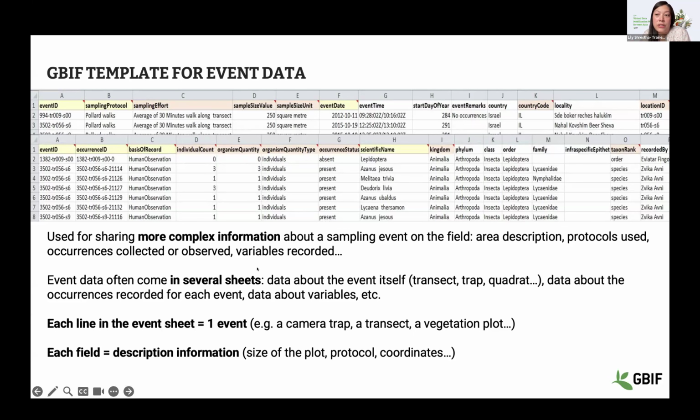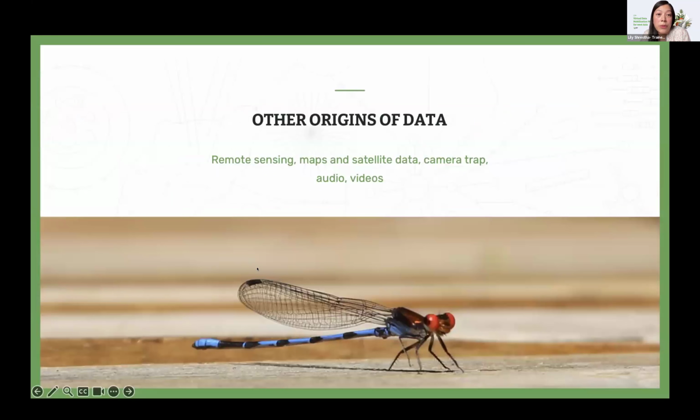Sometimes we might have additional information, such as remote data coming from remote sensing tools, maps and satellite data, from camera traps, for example pictures of wildlife, and audio and video recordings. But most of the time, this information will be supplementary and can be provided as an extension to the data that we have.